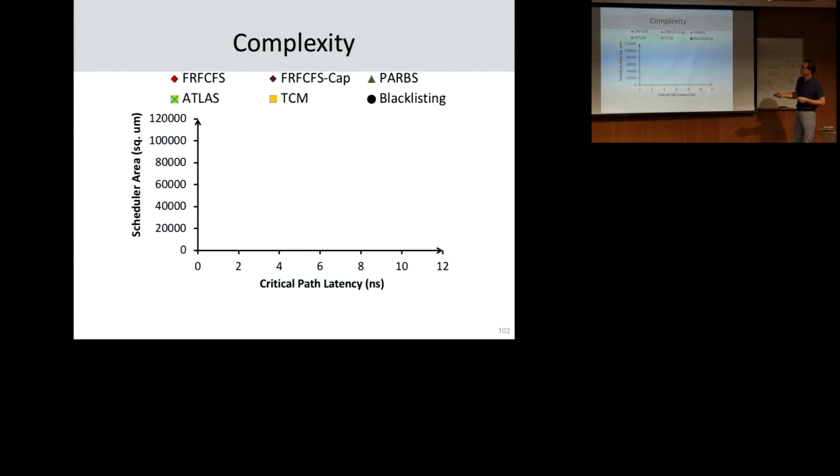Okay, complexity is interesting. This is the scheduler area according to our implementation. Ideally, you would like to be here. And this is the critical path latency according to our implementation again. These are not extremely optimized implementations, I must say. Some things are on top of each other. So PowerBS is very far away, as you can see over here. Atlas is here, TCM is here, and blacklisting is close to the simplest schedulers, FRFCFS and FRFCFS cap.